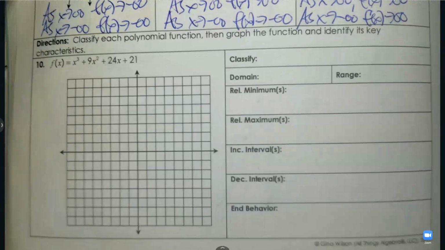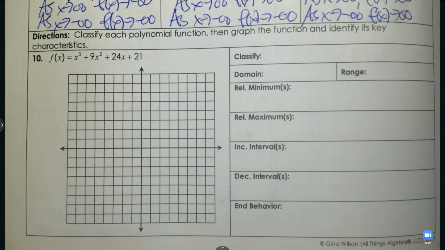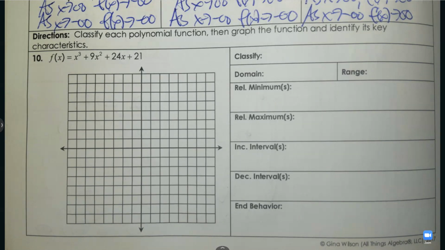All right, next is working with Desmos. So can we type this in and be able to classify it and analyze it from Desmos? So I am going to do that. So let me type it in. I'm just on another screen here typing it in. You should type it in. So x cubed plus 9x squared plus 24x plus 21.